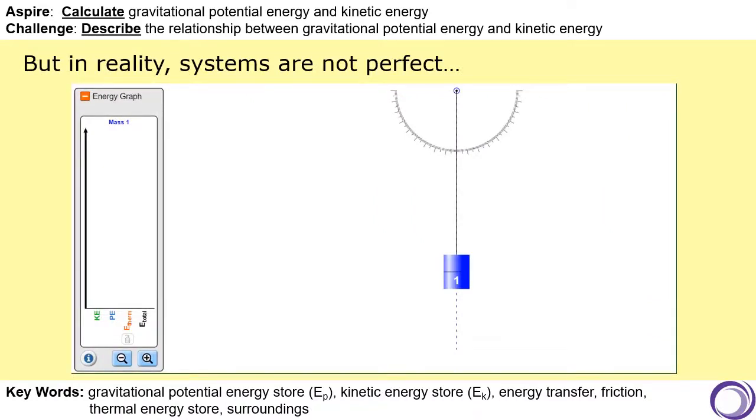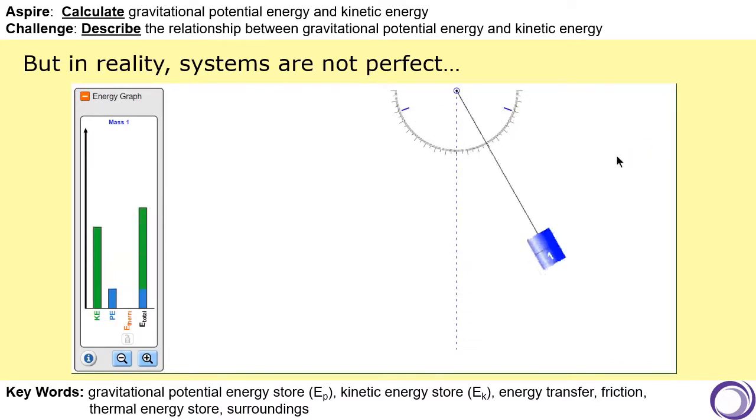So this time we're going to look at the effects of friction or air resistance on the pendulum swinging. So if I set my pendulum off again, there we go. So this is what we were looking at before.